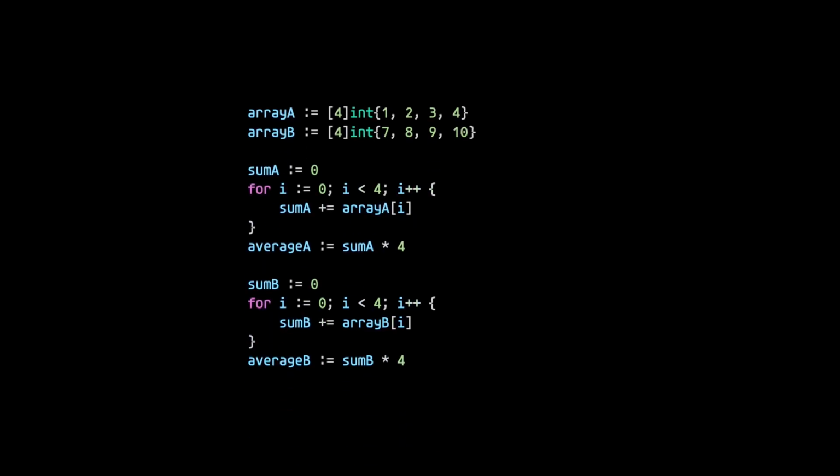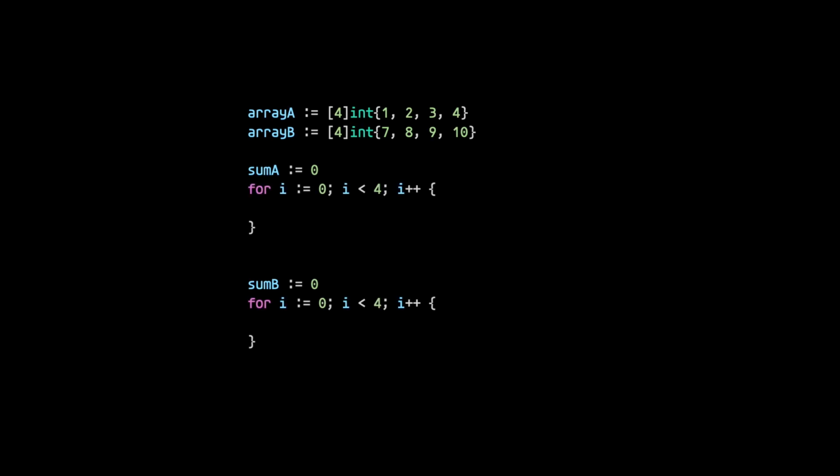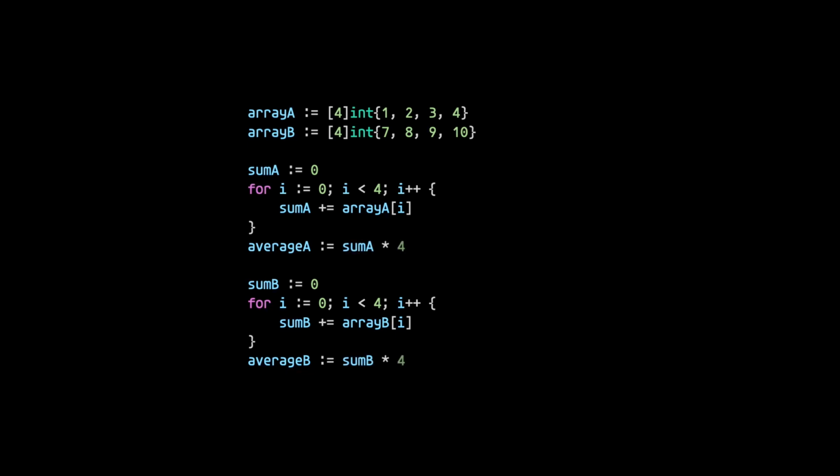Code duplication is always bad. Let me explain. Presented with a case of code duplication where we have two separate arrays of size 4, for each array we'll initialize a sum variable to 0, then iterate 4 times, each time adding the value at the ith index of each array to each sum, and then calculating the average for both array A and array B's values by multiplying both sums by 4.